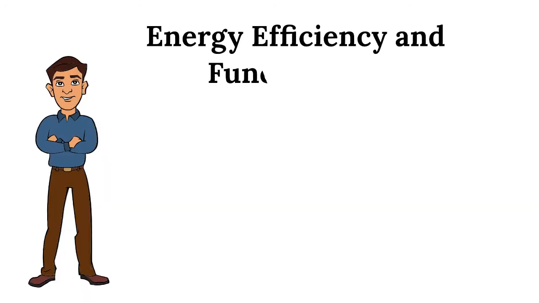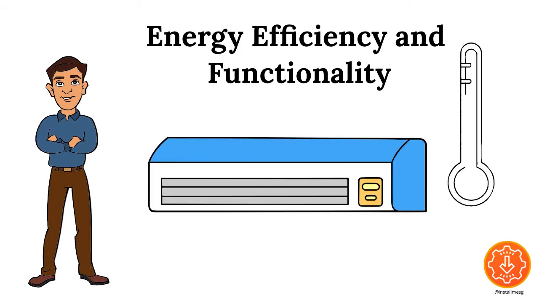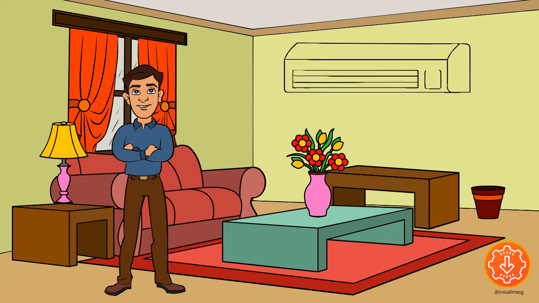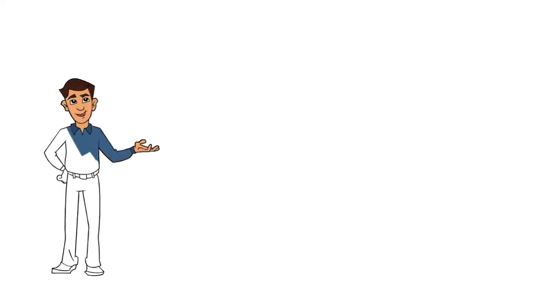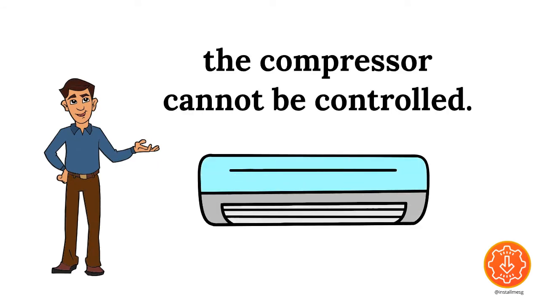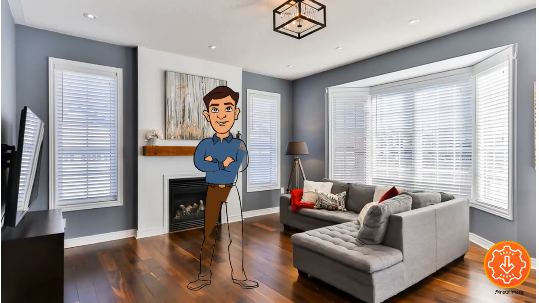Second, let's talk about energy efficiency and functionality. The key difference between the inverter and non-inverter air conditioning is the way to adjust the temperature. In an inverter aircon, the compressor does not run constantly at full power, as the cooling and heating is an automatic process. This feature makes it more energy efficient. In a non-inverter AC, the compressor cannot be controlled. It can go on and off at any time to maintain the temperature within a particular limit, so it will either run at the full capacity or will not run at all.